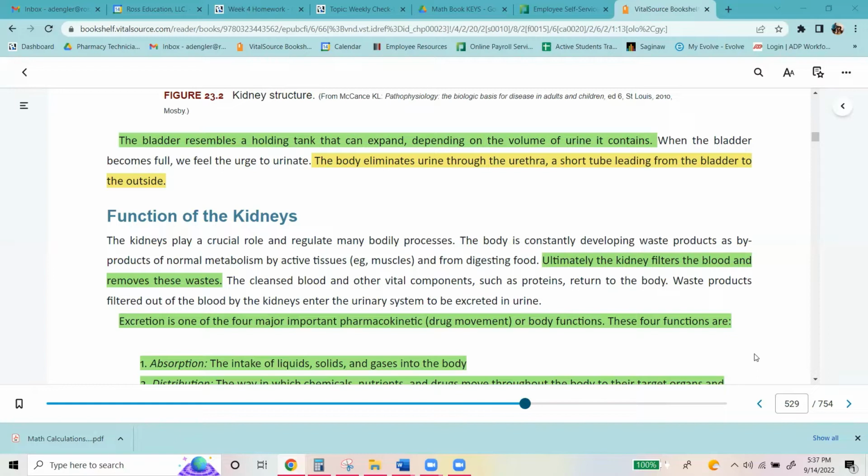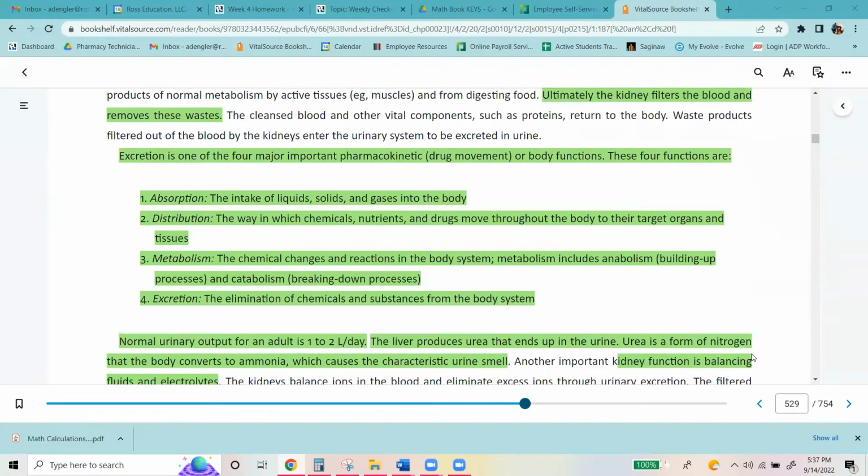Excretion is one of the four major important pharmacokinetic, which is drug movement, or body functions. The four functions are absorption, the intake of liquids, solids, and gases into the body; distribution, the way in which chemicals, nutrients, and drugs move throughout the body to their targeted organs and tissues; metabolism, the chemical changes and reactions in the body system. Metabolism includes anabolism, which is building up processes, and catabolism, which is breaking down processes. Excretion, the elimination of chemicals and substances from the body.